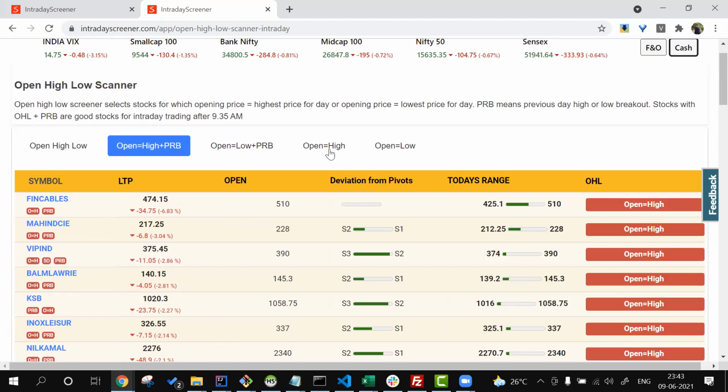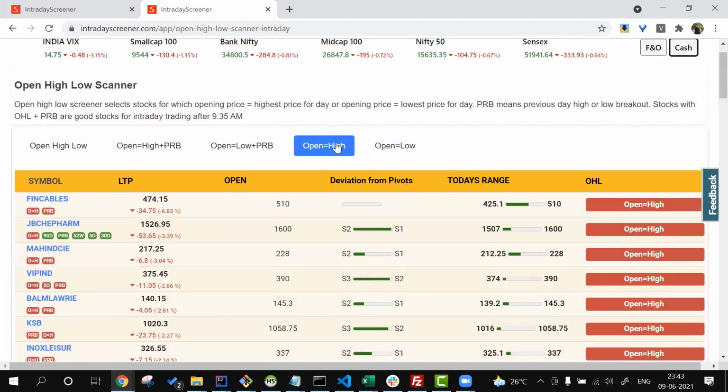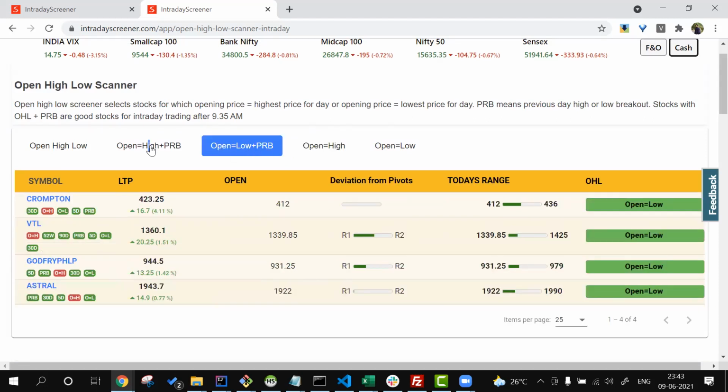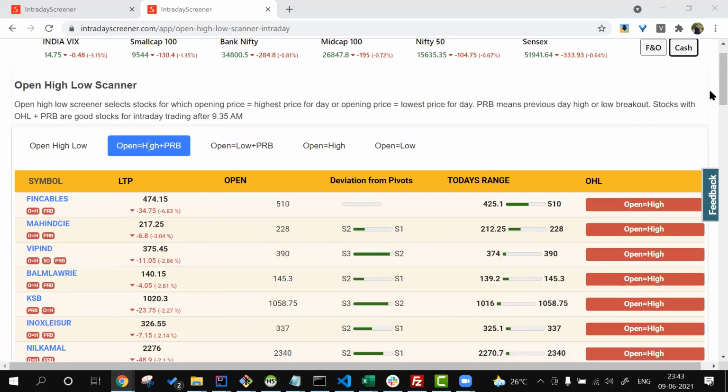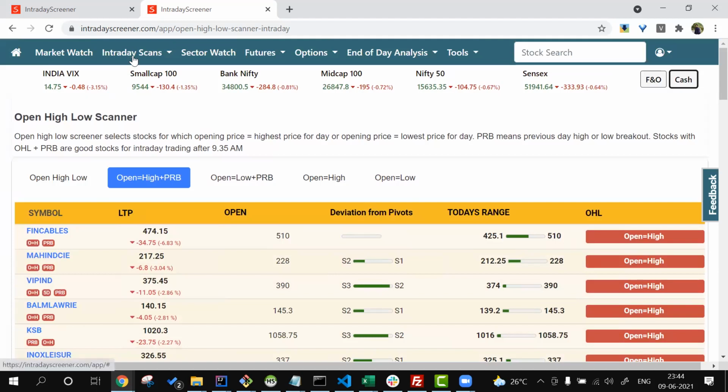Similarly, open equal to low stocks are stocks which have opened at the low, and these stocks can go up, because the open price is the lowest price and immediately they have been bought, so they could not make a new low. Open equal to high means the opening was the highest point of the day and the sellers started selling from that point. Again, open equal to high is usually a sign of weak stocks, and open high plus PRB is an even weaker stock. So this is another popular intraday scan that you can use.